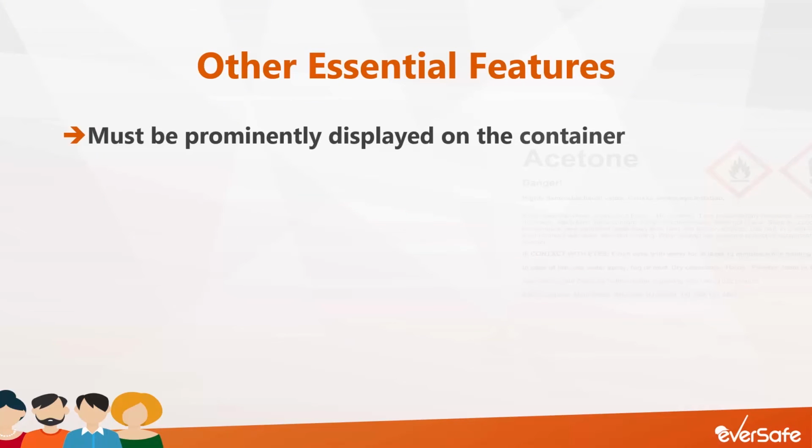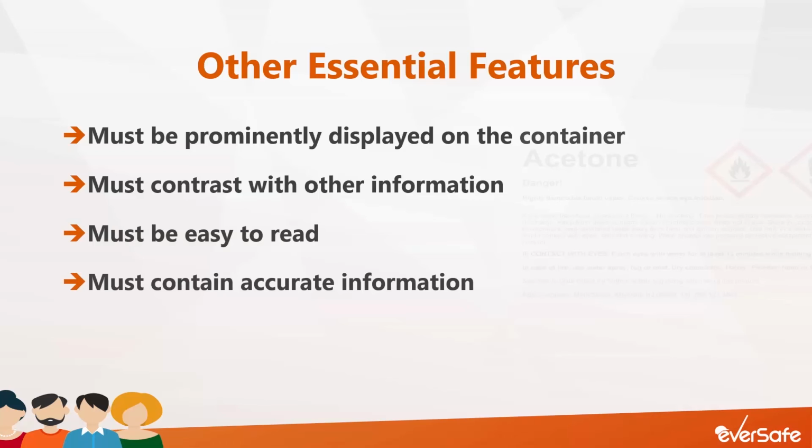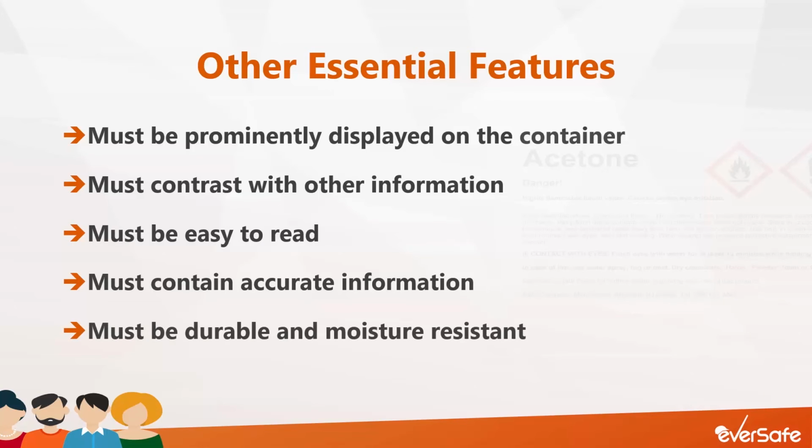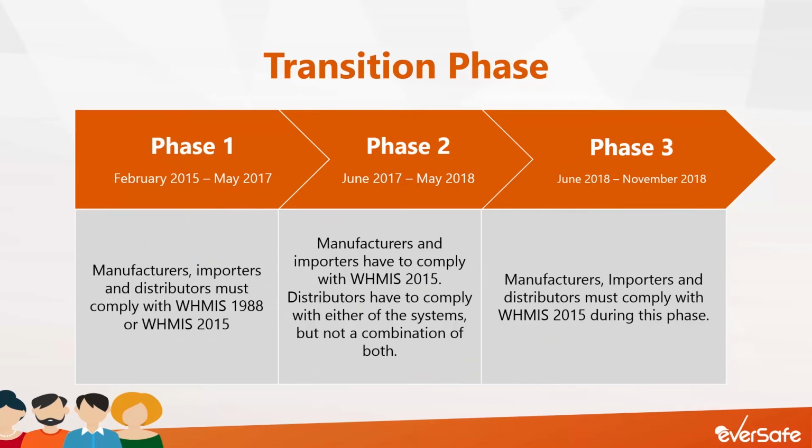So here's some other essential features of WHMIS 2015 labels. They must be prominently and clearly displayed on the product container. They have to sufficiently contrast with all other information on the container. They have to be easy to read. Of course, they need to be accurate, and they must be durable and moisture resistant. We covered the transition phase in the last lesson, and it should be noted again that WHMIS 2015 labels will likely be introduced gradually into most workplaces. During this time, employers and workers are expected to learn about old and new WHMIS labeling practices.